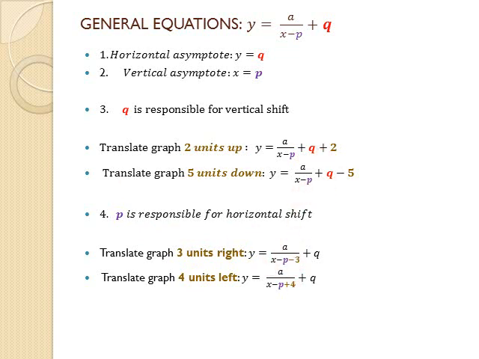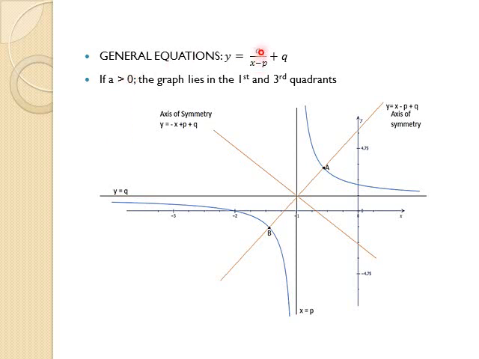Right, if we look at the next. The general equation, let's say y equals a over (x minus p) plus q. If my a value on the top is positive, my graph will always be in the first and third quadrants. There's an example of where my axis of symmetry is.